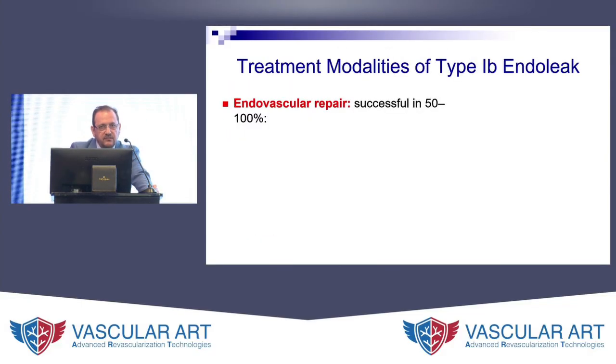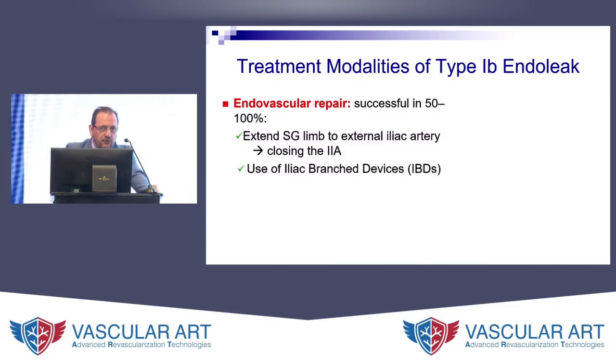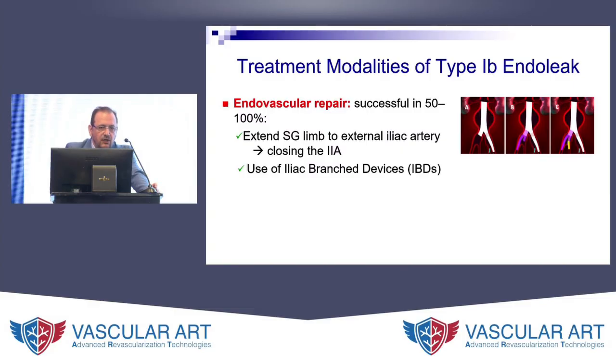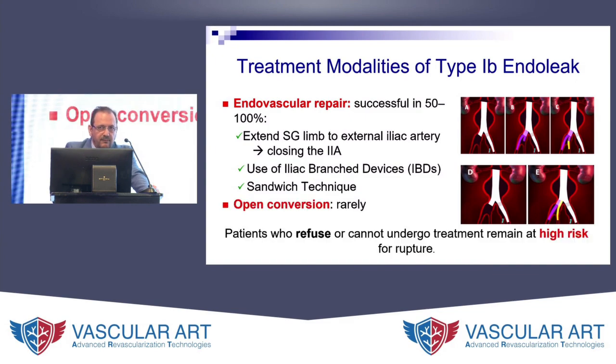Was the treatment successful? Usually we can treat type 1 endoleak endovascularly in about 100% of cases. Either you can extend your graft to the external iliac artery and coil the internal iliac artery, or you can use an IBD from Gore or Cook or any other device, or if you don't have access, you can do a sandwich technique. Open conversion is very rare, but most importantly, if the patient refuses intervention and still has type 1B endoleak, this patient has to be followed up very carefully because of the high risk of rupture.